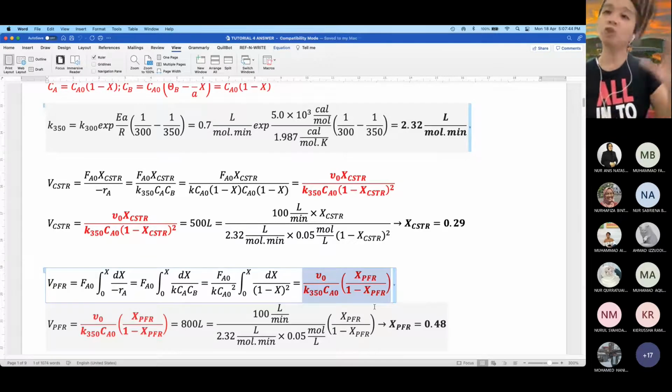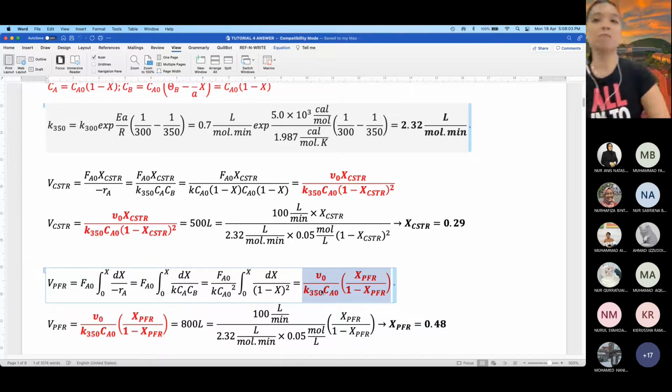So version 1 and 2 untuk cari volume. Just that version 1 tu kalau kamu ada FA naught, version 2 tu kalau kamu ada epsilon naught. And version ketiga tu untuk cari space time. So untuk soalan ni, dia beri kita epsilon naught. That's why I use the second version yang ada epsilon naught. Okay, so version 1, version 2 ni bergantung kepada maklumat yang diberi. Adakah they give you FA naught or they give you epsilon naught.